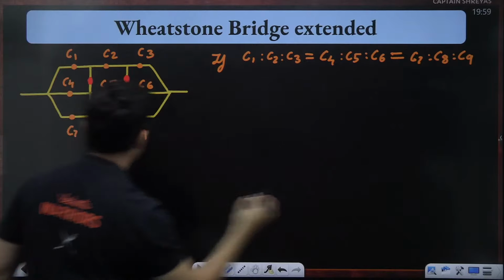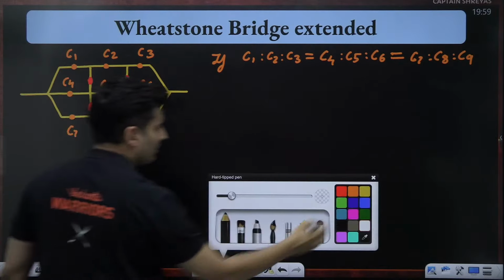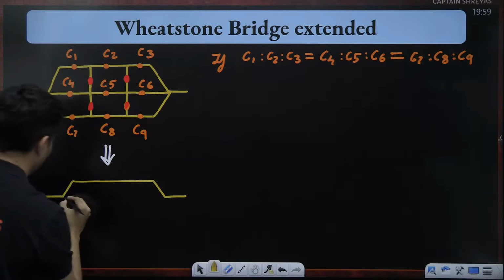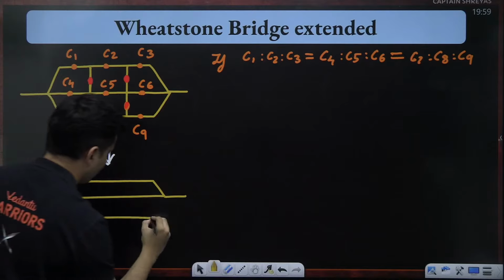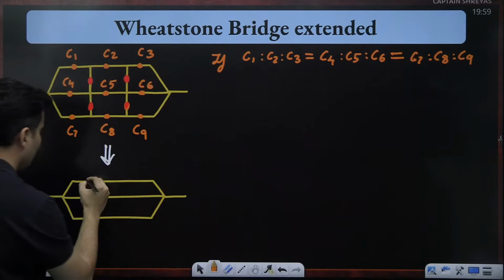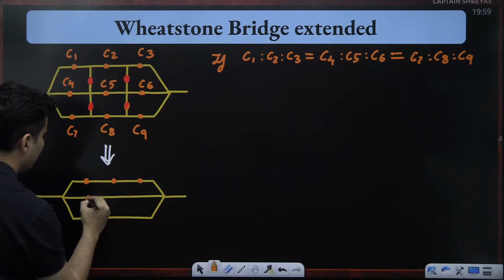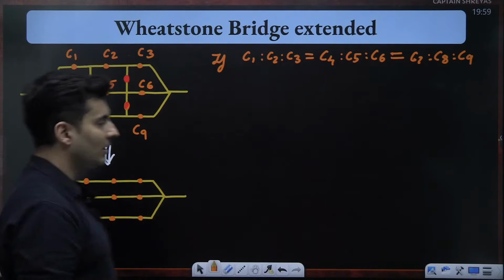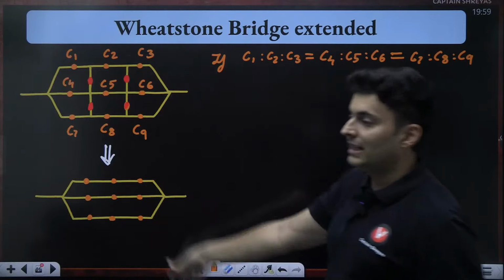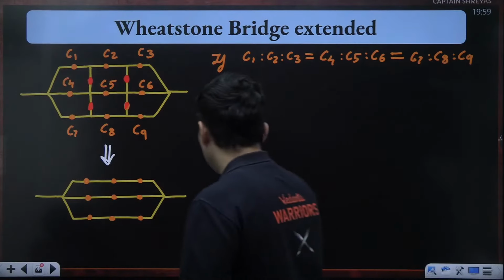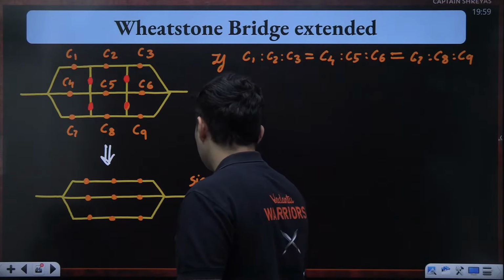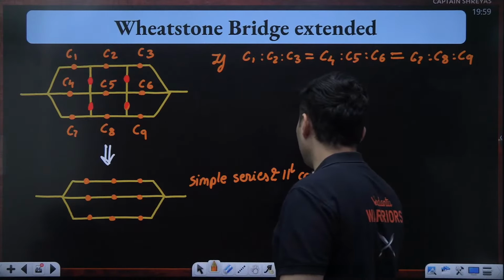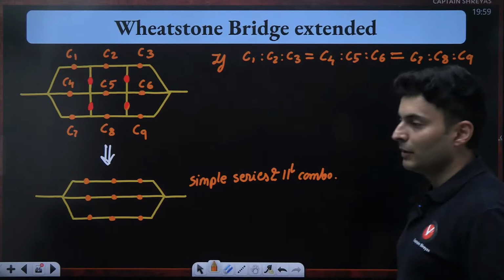And what happens is your entire circuit will become a very simple one. You'll just have these ones here, these ones here. Now you can see they are in simple series and parallel. You can completely ignore whatever lines are connecting them. So it will now become a simple series and parallel combination.